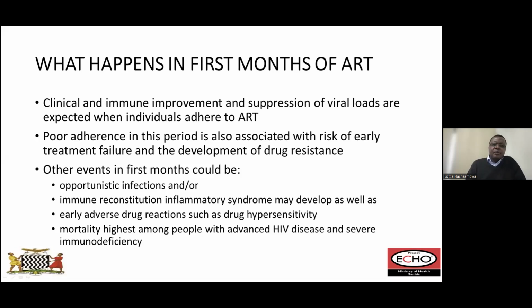The other challenges during the first few months of treatment are the risk of opportunistic infections. There could be some that were already there and just become unmasked when somebody gets started on treatment. And there could be some that were not very clinically observable before starting treatment, and then once you start treatment, they get worse. So you can have IRIS, immune reconstitution inflammatory syndrome. And then you could also have adverse drug events, drug reactions such as drug hypersensitivity, or any of the serious drug reactions that you could get.